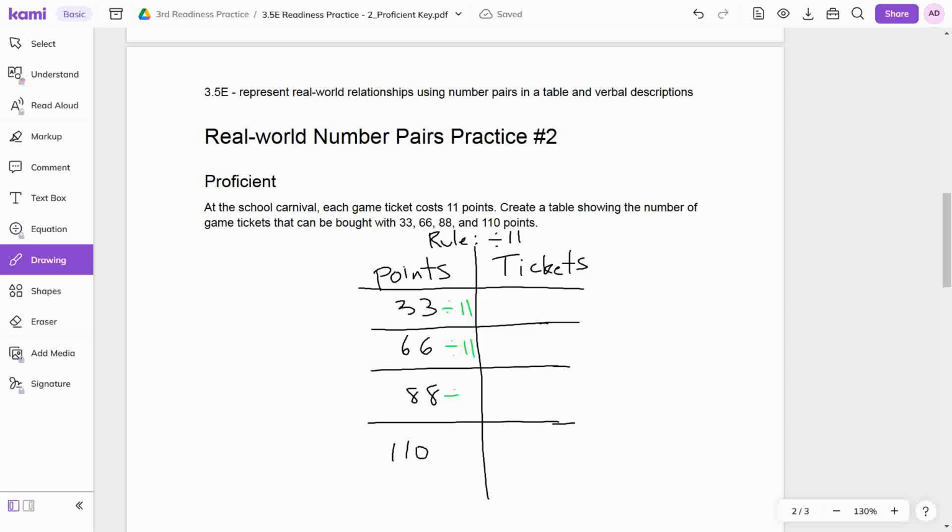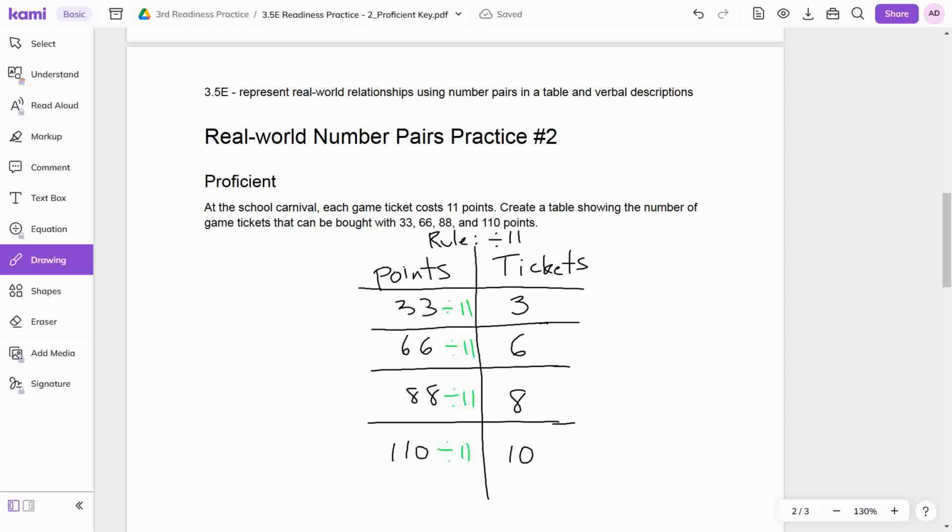If you go ahead and write that rule on the table, just so you can think of it as a math problem. So once we look at it like that, that's just going to be our division facts, right? So 33 divided by 11 is 3 tickets. 66 divided by 11 is 6 tickets. 88 divided by 11 is 8 tickets. Now this one might be a little bit harder, but that's just going to be 10 tickets, right?